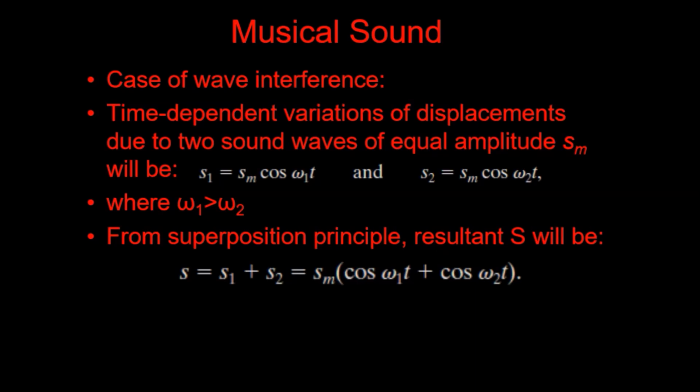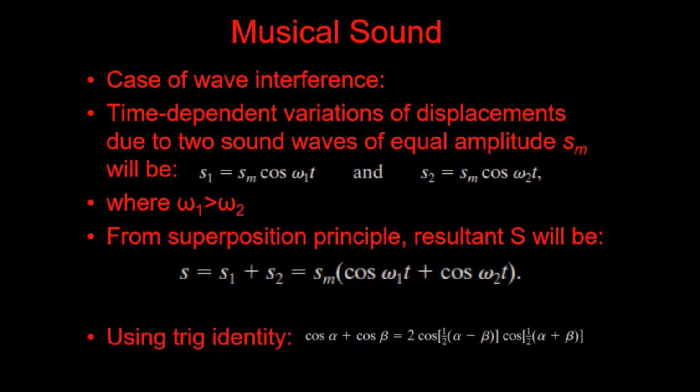And this is an excellent time to think back as to how you would solve this particular problem. I really should play the countdown music here. Remember how to do this yet? Use a trig identity. And here the trig identity we will use is cos alpha plus cos beta, which equals 2 cos 1/2 alpha minus beta times cos of 1/2 alpha plus beta.